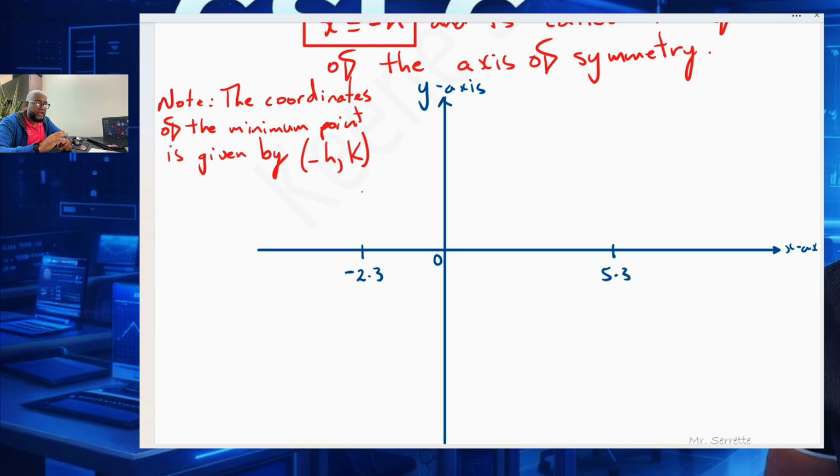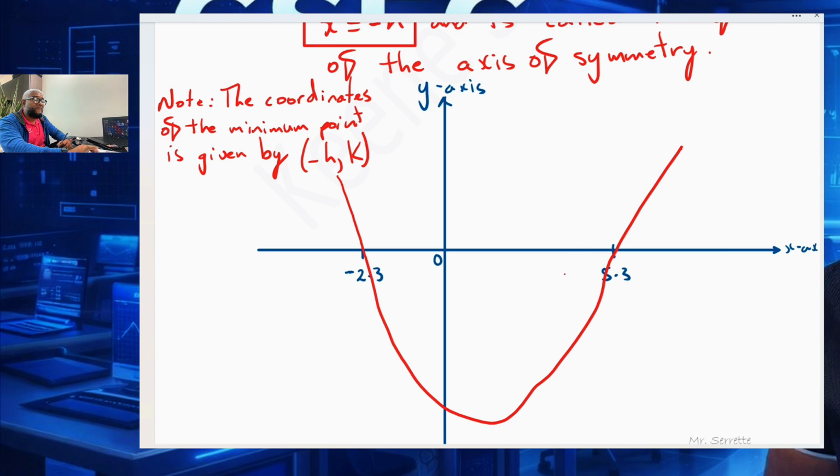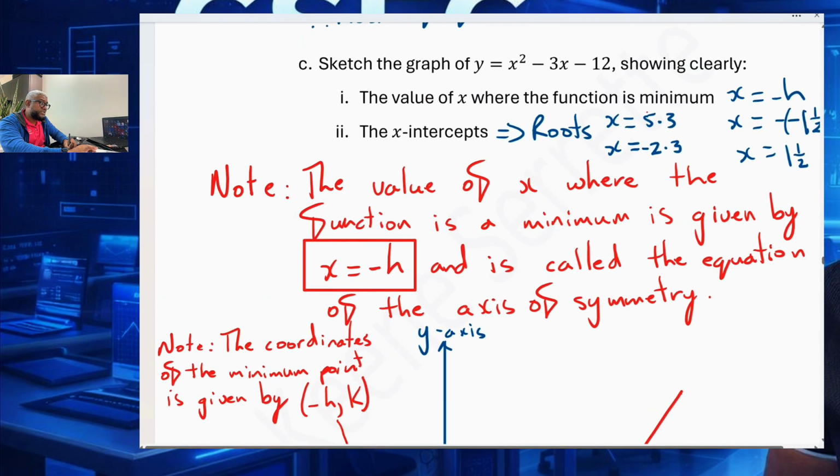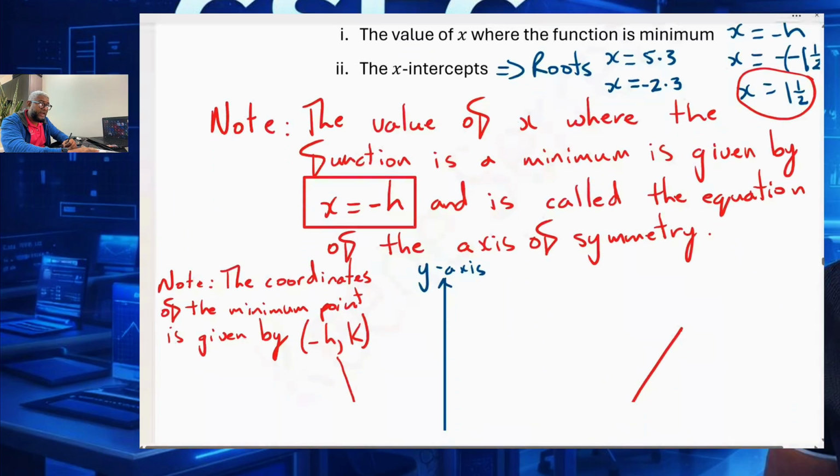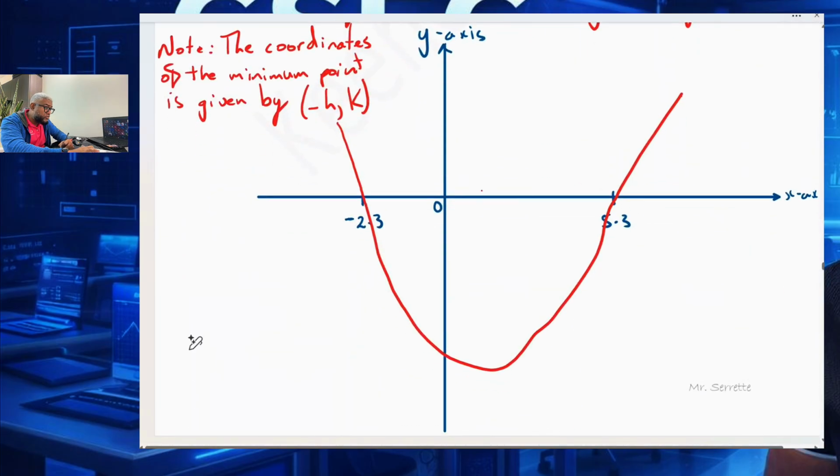Watch this. I'll show it in red. You're coming down here, busting through here, coming down here, going up here. Everybody good there? Now, if I want to show the value of x where the function is a minimum, I want to basically show that x is equal to 1.5. It's going to be a straight line coming through 1.5. We start from the top and come down. That there would be the axis of symmetry.